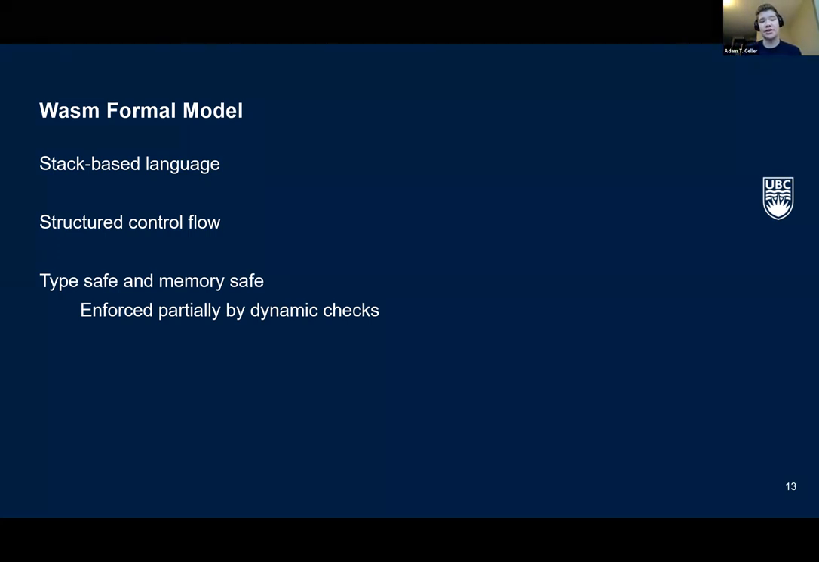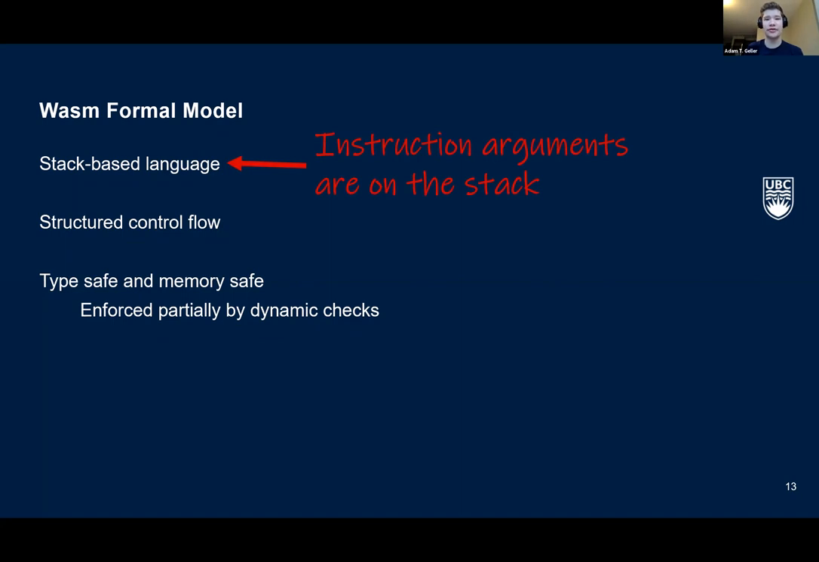WebAssembly is a stack-based language, which means that the arguments to the instructions are implicitly passed on the stack, as well as the arguments to functions. There are some instructions, as we'll see, that take static arguments or type annotations, but when the arguments are not specified, then they come from the stack. It has nice structured control flow using function calls and blocks and branching. It doesn't have go-tos. And it is type and memory safe.